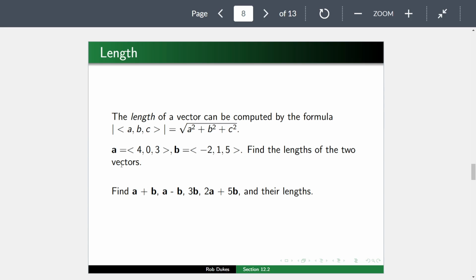I'm not going to switch back to the slide, so copy this down. Here, A is (4, 0, 3), B is (-2, 1, 5). Find the lengths of these two vectors, and then find these combinations, these linear combinations we call them: A plus B, A minus B, 3B, 2A plus 5B. Find these numerically. So we're not going to draw them, we're going to work out what they are in component form and find their lengths.